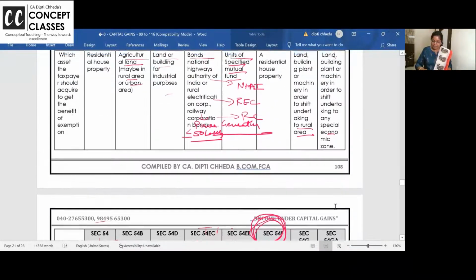Tomorrow there will be no explanation. The class will start and end with the problems. But 1 second. Does anyone have any doubt in any exemption? And please read at home so that you learn all this. Okay, let me share the screen and now let us begin.